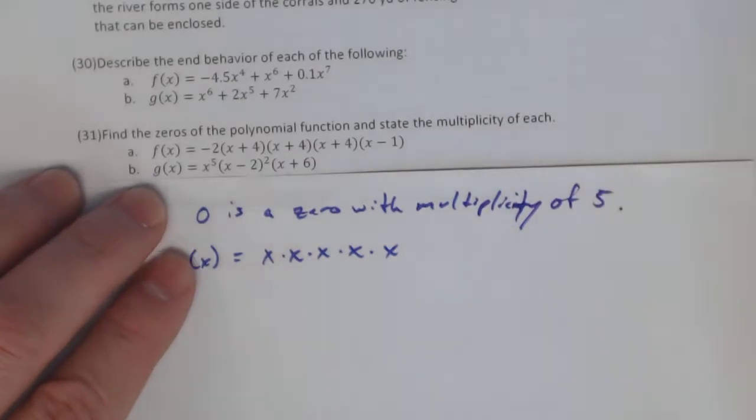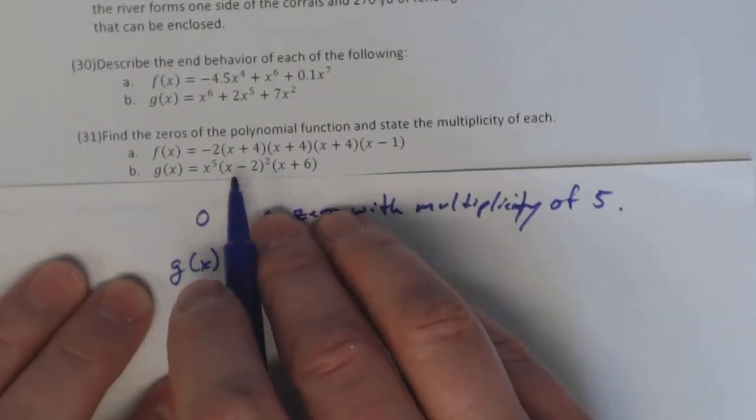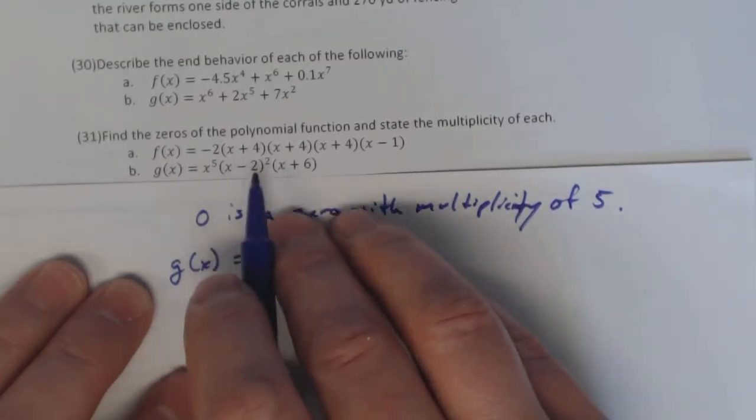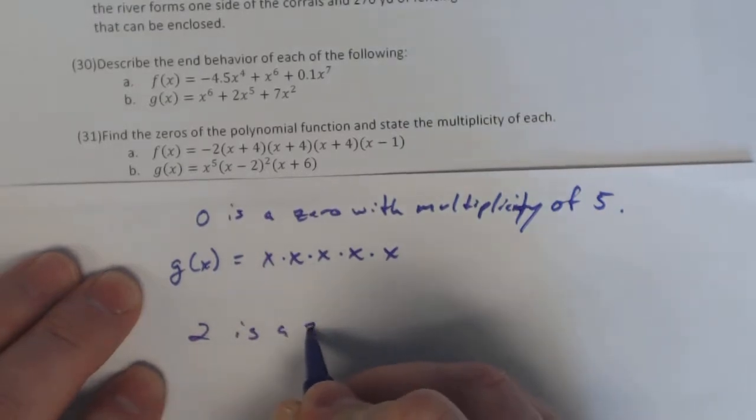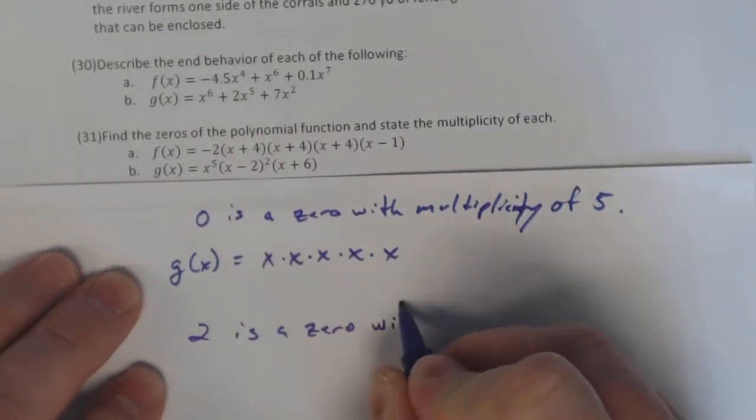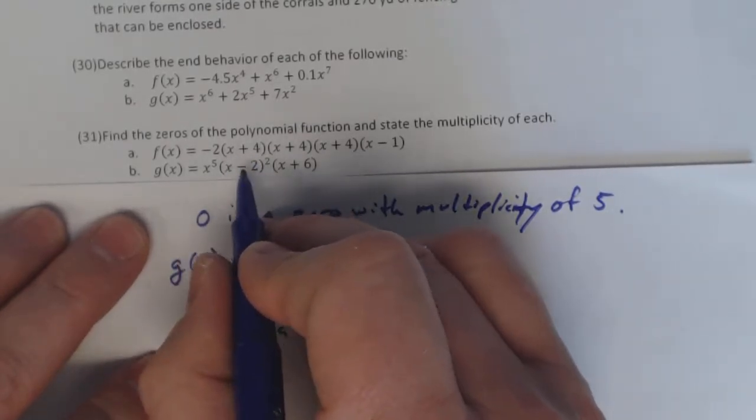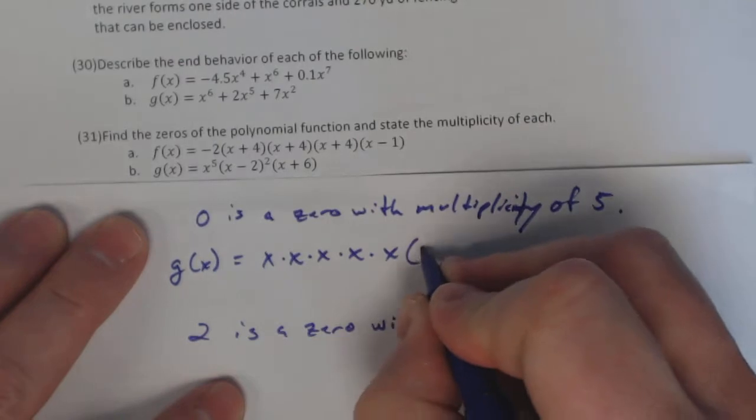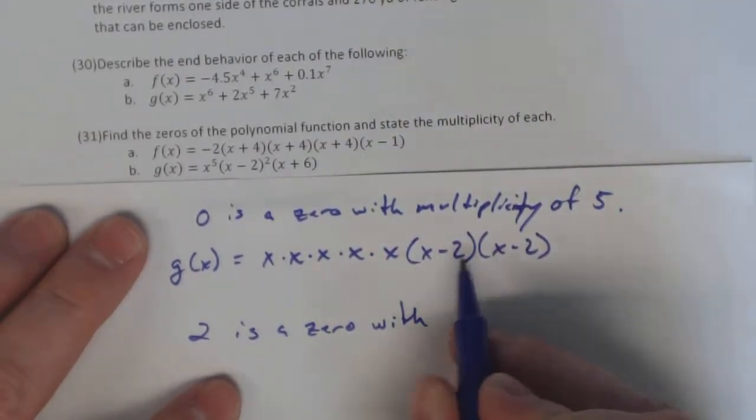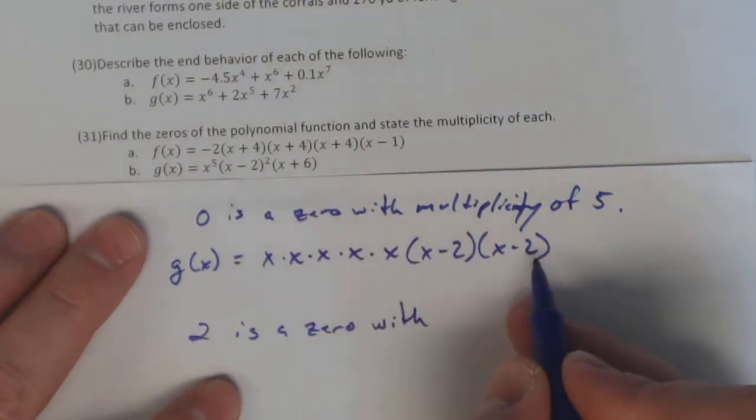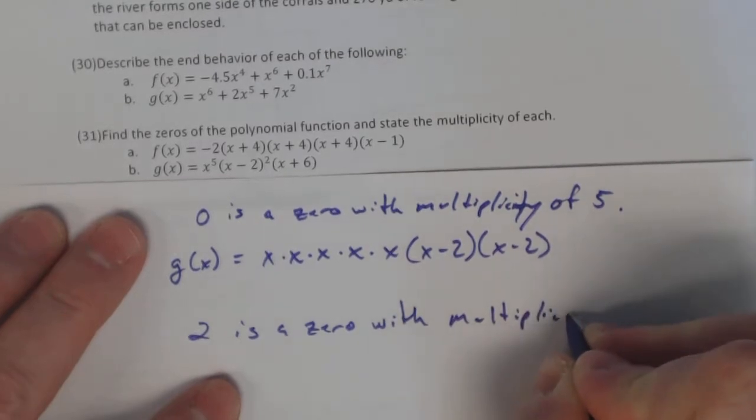All right, what would give me a 0 here out of this factor? 2. 2 minus 2 is 0. So 2 is a 0. But you see how this is to the power of 2? This is like saying times x minus 2 times x minus 2. Right? It occurs twice. It's x minus 2 times itself twice. So it has a multiplicity of 2.